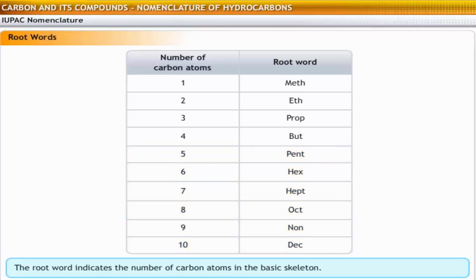For instance, when there is 1 carbon atom in the compound, the root word is meth. In case of 2 carbon atoms, the root word to be used is eth. Similarly, if the compound contains 10 atoms of carbon, the root word is dec.